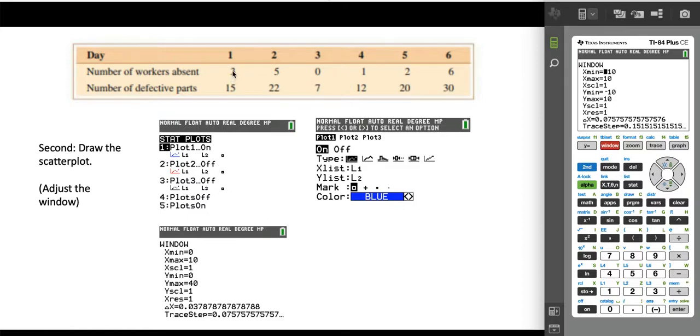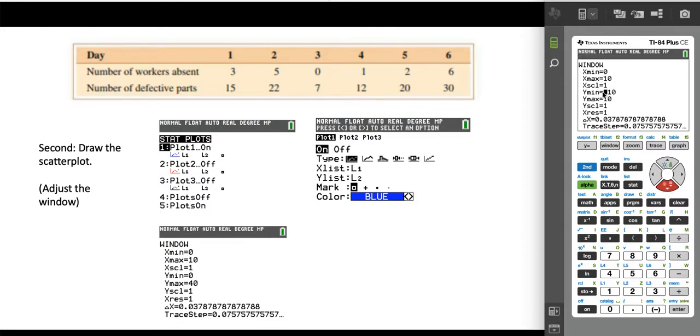The x-axis are these values. The smallest value is 0, the biggest is 6. I'm not going to go lower than 0 because negatives don't matter, but I'm going to go above 6. So I feel like 10 is pretty decent. I'll leave it at 10.